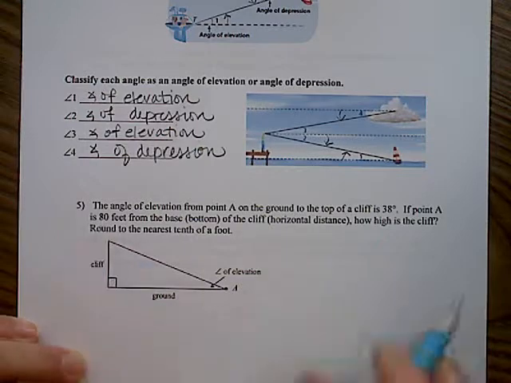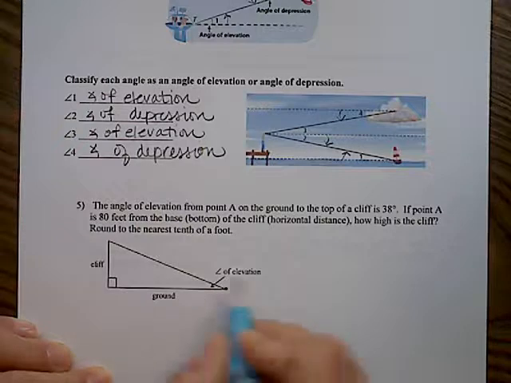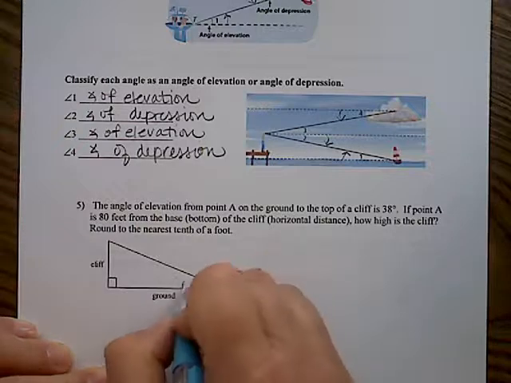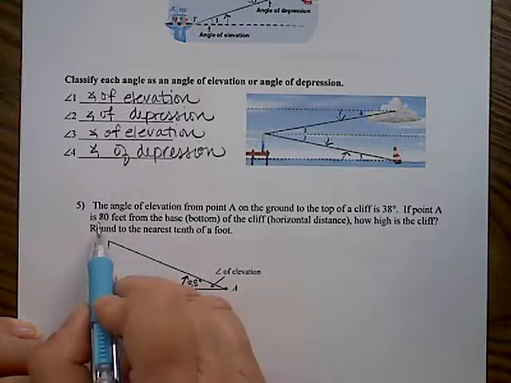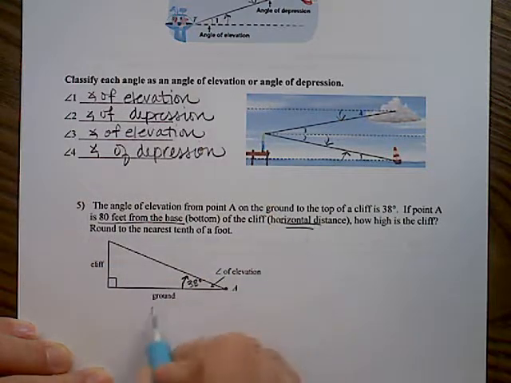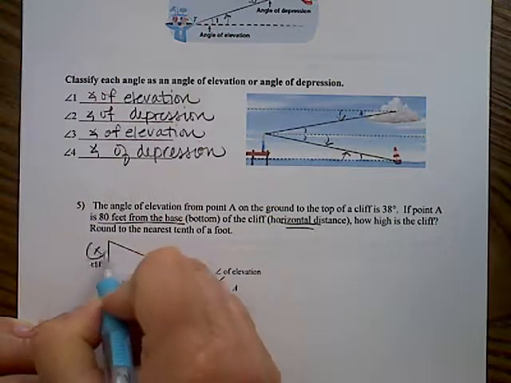The angle of elevation from point A on the ground to the top of a cliff is 38 degrees. Notice how I labeled everything. This is really important. 38 degrees. If point A is 80 feet from the bottom, so we're talking horizontal distance, how high is the cliff?